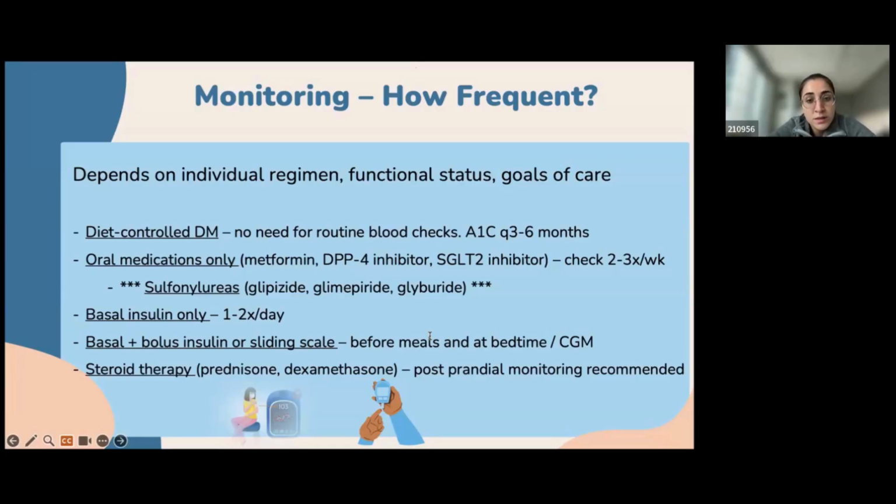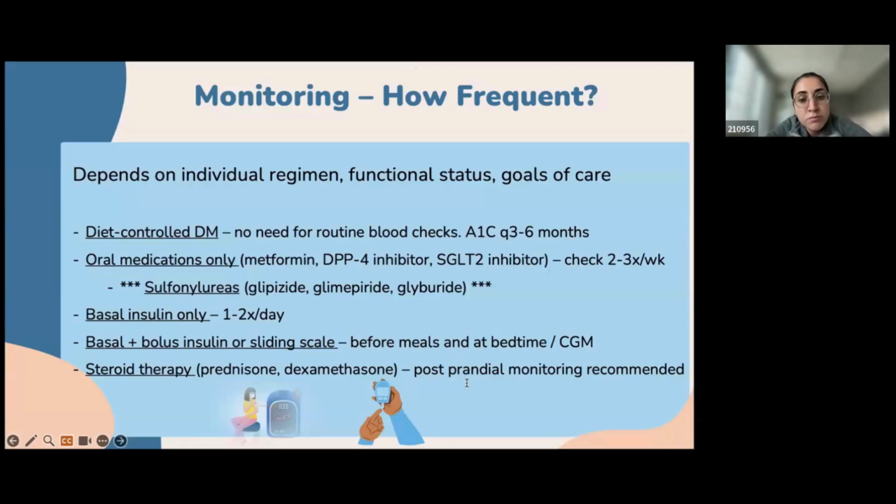So typically what the ADA recommends is you want to start with 1 to 2 times daily initially on admission, and then you can adjust the frequency based on the stability of blood glucose over time. So if you're not seeing any major fluctuations and a very minimal risk of hypoglycemia, then you can space that out to 2 or 3 times a week. For patients on basal insulin only, then once a day or sometimes twice a day glucose checks are necessary depending on the patient's risk of hypoglycemia, but once a day is typically sufficient.